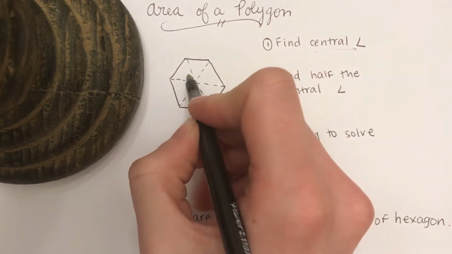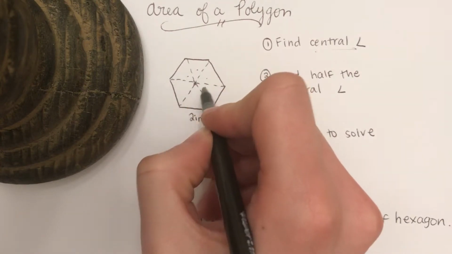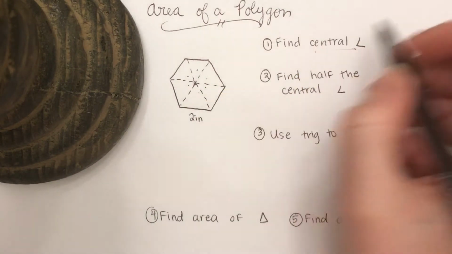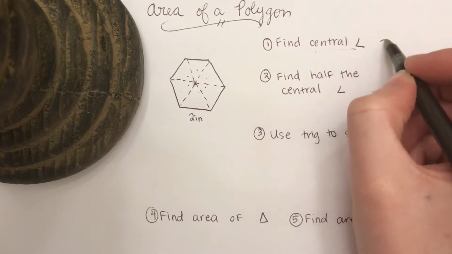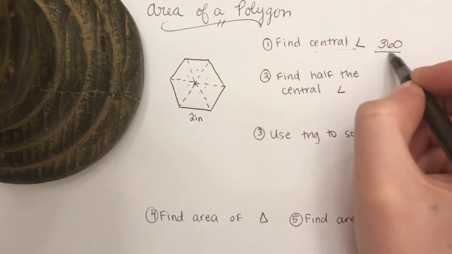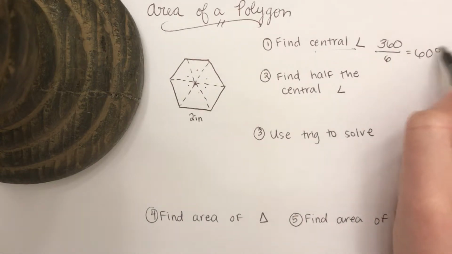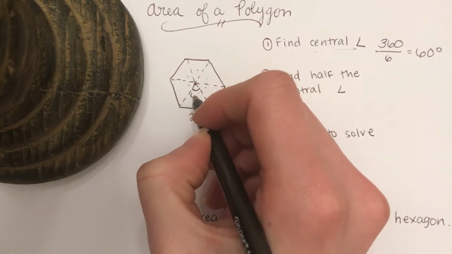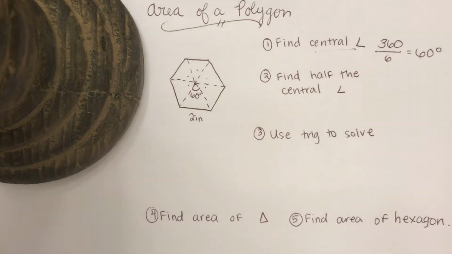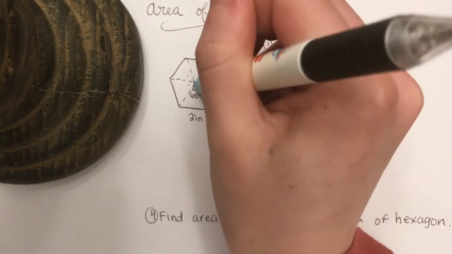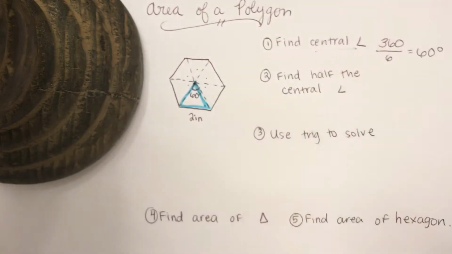Again, the central angles, all 6 of these angles, 1, 2, 3, 4, 5, 6, are going to add up to 360. So to find each central angle, I'm going to do 360 divided by 6, and that's going to give me 60 degrees. So this angle here is 60 degrees. Now, just to back up, we are finding the area of this triangle here, so I'll highlight it to help. We want to find the area of this triangle right here.